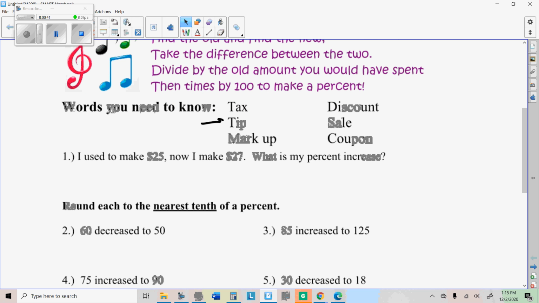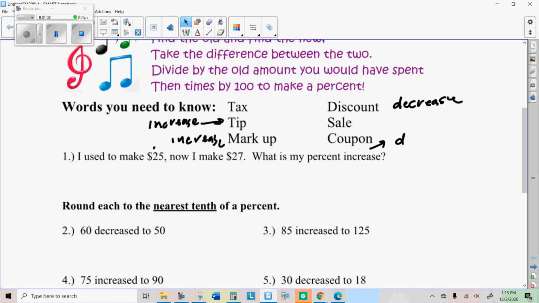So, you guys, just a couple things you need to know here. A tip would be a percent increase, right? If you add tip to a meal. Markup is an increase of a percent. A discount would be decreasing by a percent because you're taking it off. So just some things you know. Coupon would be a decrease. You're taking off. And a sale is going to be a decrease, right? Because you're taking off an amount. You don't want to pay more when something goes on sale.